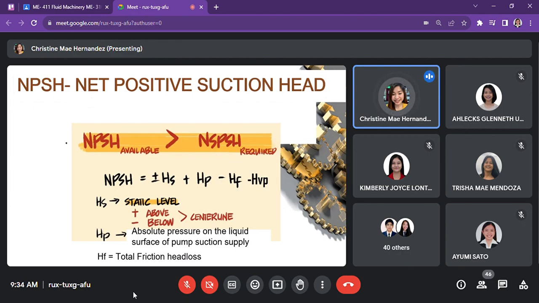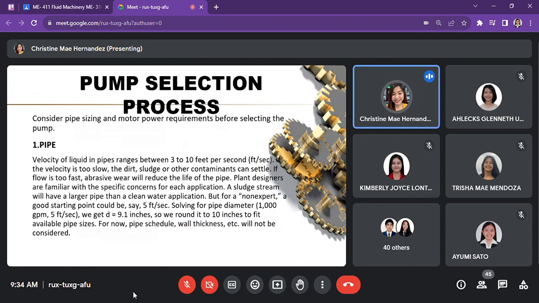Next one, net positive suction head. So, dito sa NPSH, since cavitation occurs when the absolute pressure of the liquid reaches its vapor pressure, so it is obvious that the phenomenon is intimately related to the pump suction head. So, the suction head, HSV of a pump, is the total head at the pump center line corrected for vapor pressure.